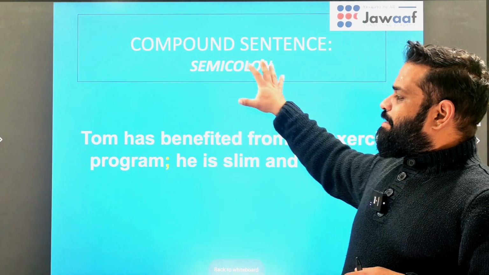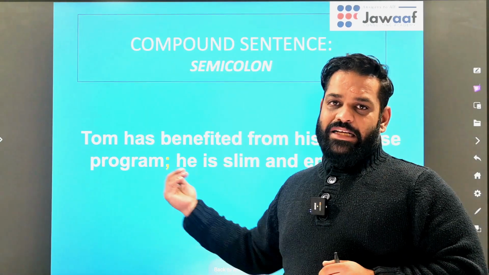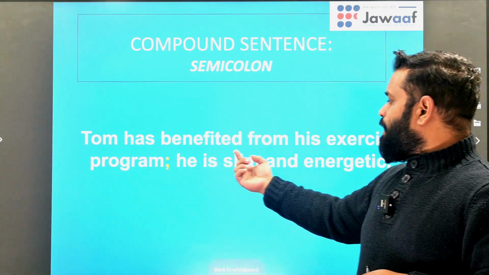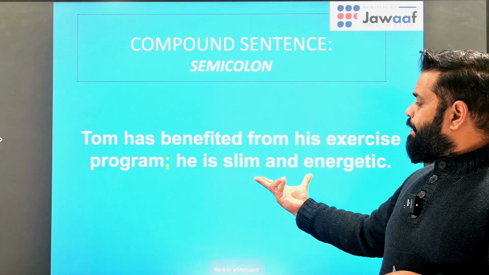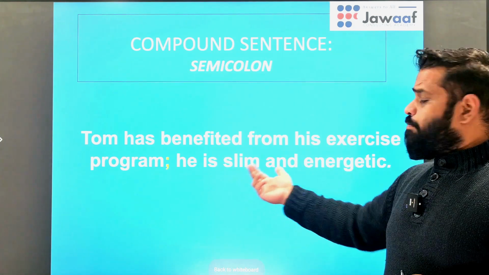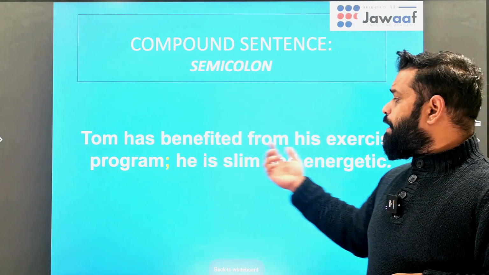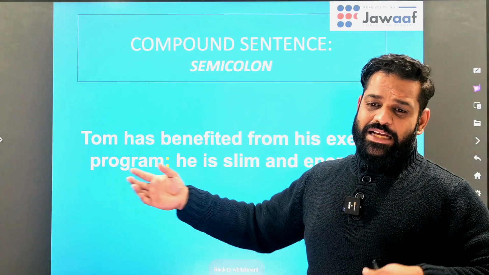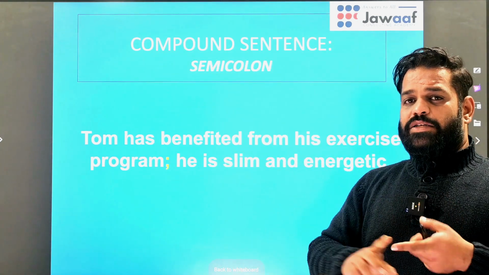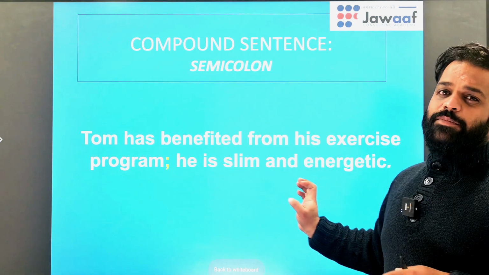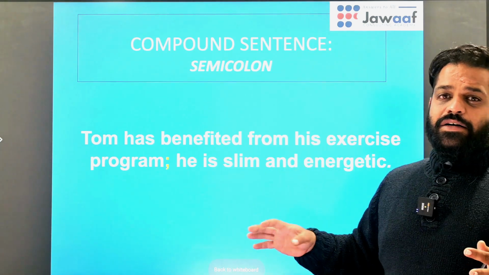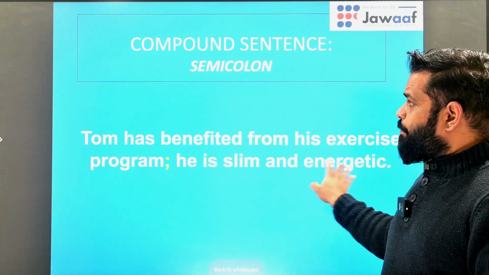Now, compound sentences, the use of a semicolon to separate the two ideas. In this case, you can see Tom has benefited from his exercise program. He is slim and energetic. Now, why is Tom slim and energetic? Because he has benefited from the exercise program. So in this case, you can see the relationship between the two ideas is very close to each other. Hence, we've used a semicolon to separate these two sentences instead of using a conjunction.